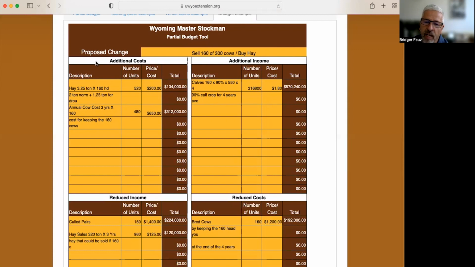So the first thing we have to ask ourselves is, what are the additional costs we're going to face if we decide to buy hay instead of selling those 160 cows? Well, we would have hay at 3.25 ton times 160 head, or 520 ton of hay extra, and we have currently as a price $200. So that's $104,000 in hay that we would need to purchase.